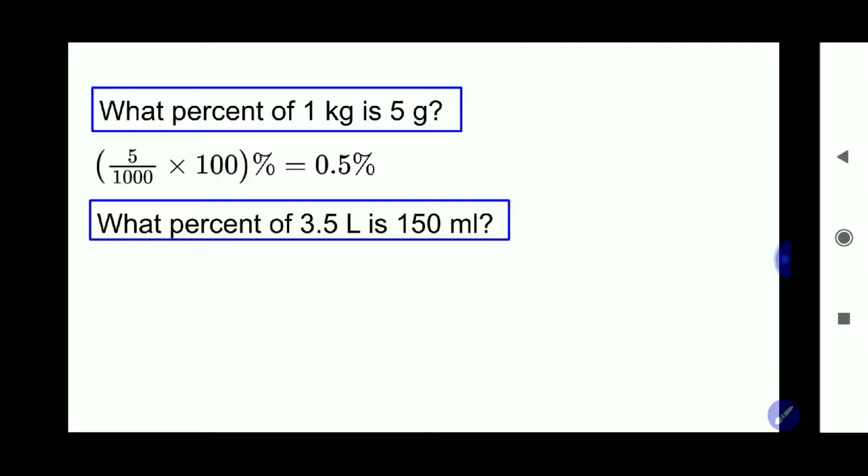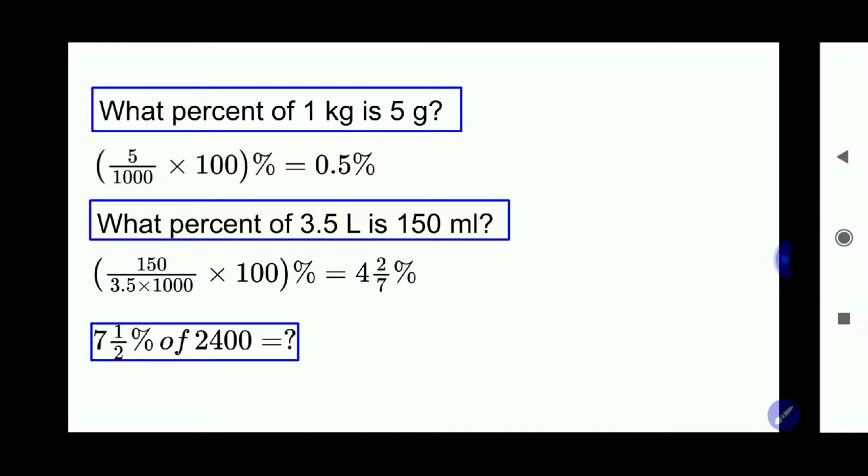What percent of 3.5 liters is 150 ml? 1 liter means 1000 ml. So it is 150 by 3.5 into 1000 into 100 percent. By simplification, its answer is 4 and 2 by 7 percent.